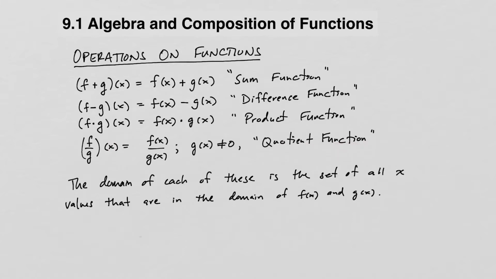And as a note here, the domain of each of these functions is the set of all x that are in the domain of f and the domain of g. So in other words, the domain of each of these four functions would consist of all x values that belong to both domains of the original functions. Let's take a look at some examples.